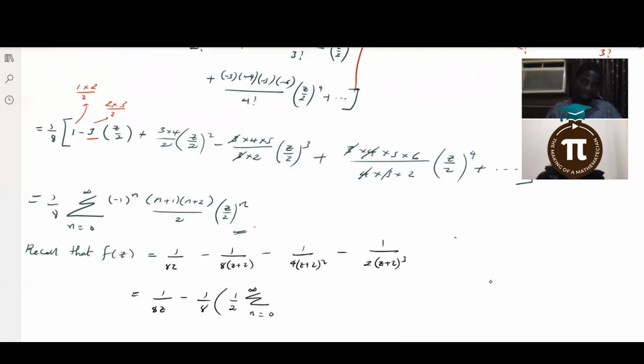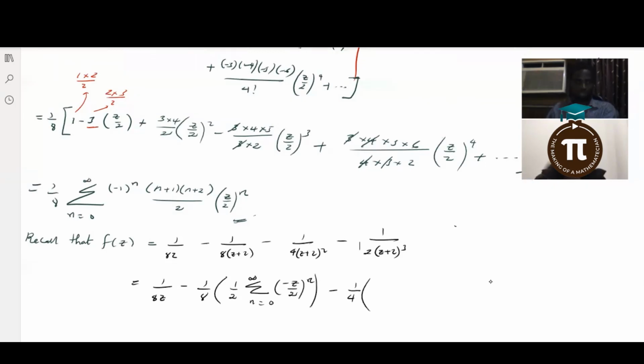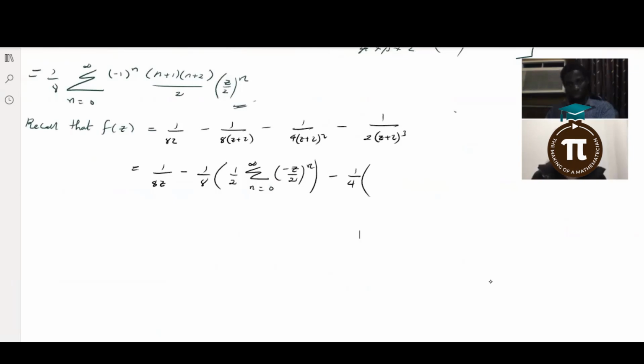Summation from n equals 0 to infinity of minus z over 2 raised to power n. Now I come to minus 1 over 4, 1 all over z plus 2 squared. This will be 1 over 4, the summation from n equals 0 to infinity of minus 1 raised to power n.